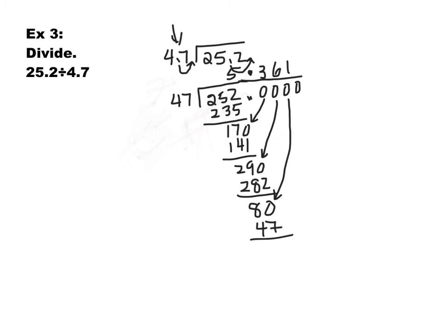80 minus 47 is going to give me 33. Now I bring the last 0 down. 330 divided by 47 is going to give me 7. 7 times 47 is 329. And 329 subtracted from 330 is going to give me 1. So I can say that 25.2 divided by 4.7 is 5.3617 rounded to 4 decimal points.